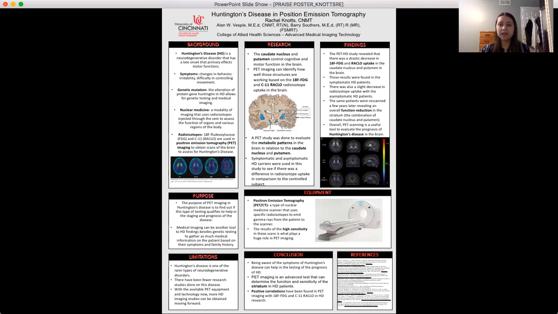So there is definitely a downfall when it comes to this type of research. Huntington's disease is one of the more rare types of neurodegenerative diseases. And because of this, there have been fewer research studies done on this disease in comparison to Parkinson's disease, that is a more common type of neurodegenerative disease. So that has more research studies done on it and just more information.